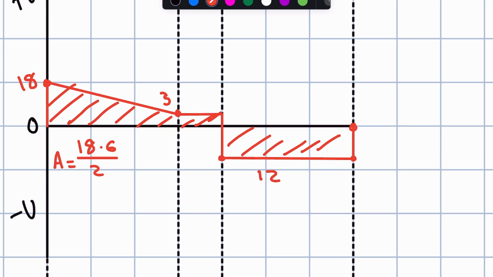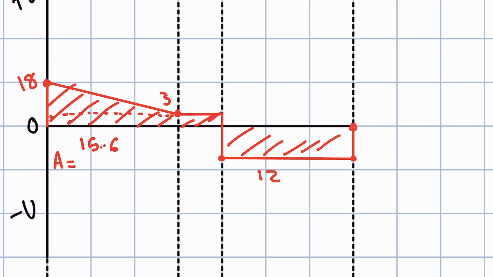Well, actually, that's not it. It's going to be 15 times 6 because we have this area right there that's a rectangle. And then that's going to be divided by 2 plus 3 times 6. And so this comes out to be, let me grab my calculator, comes out to be 63.